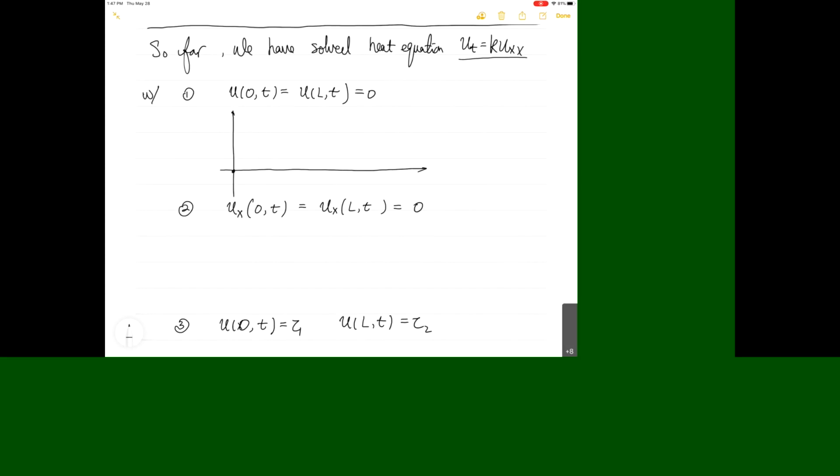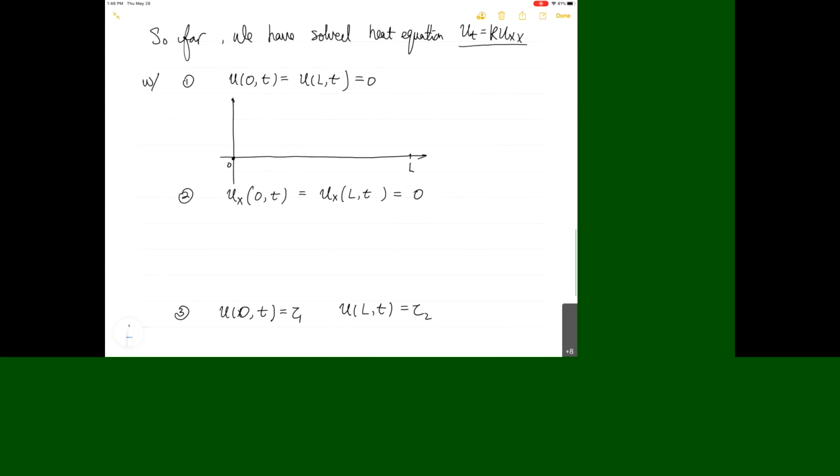So this is 0 to L. So the heat equation means, let's draw the initial condition by a blue curve. At the left end it is 0, at the right end it is 0, and in the middle, I don't know, it's arbitrary. So in the middle is u(x, 0) equals f(x). The blue curve represents the initial condition.